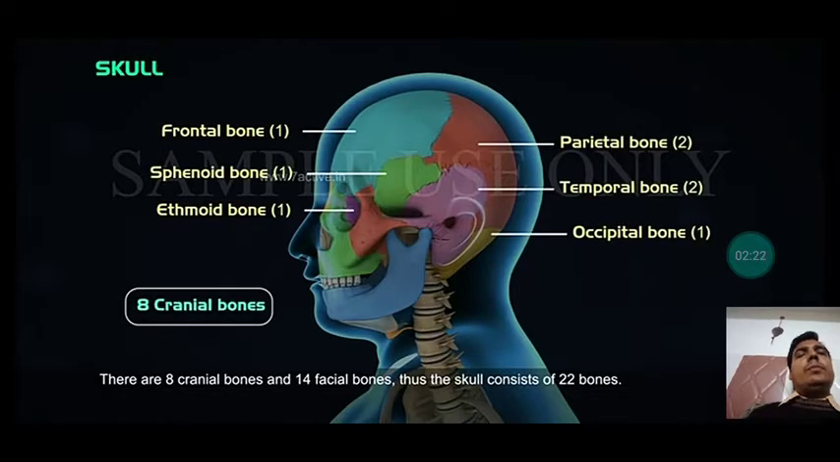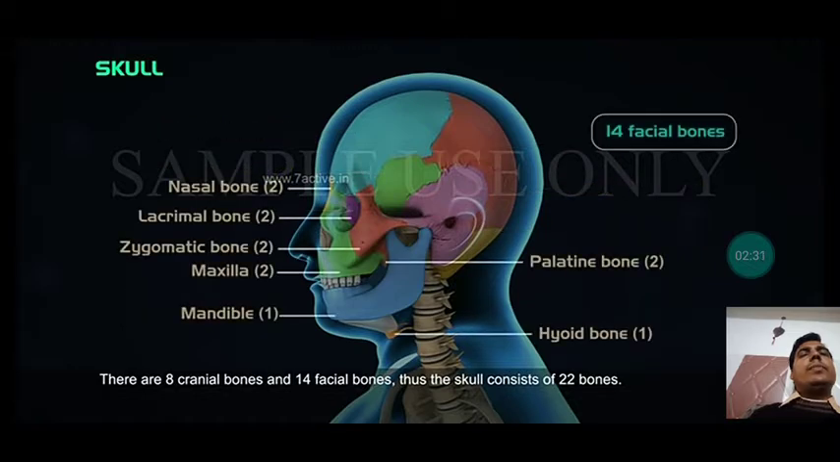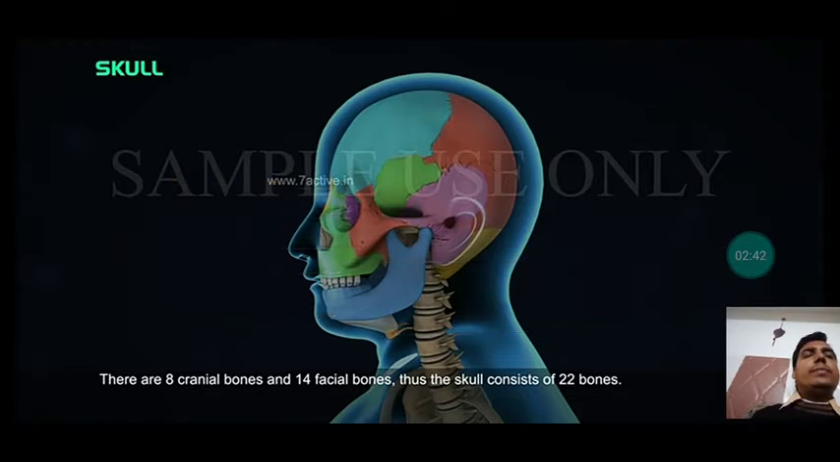Frontal bone, sphenoid bone, ethmoid bone, parietal bone, temporal bone and occipital bone. There are 8 cranial bones, 2 nasal bones, lacrimal bones 2, zygomatic bones 2, maxilla 2, mandible 1, palatine bone 2, hyoid bone 1. So that equals 22 bones present in our skull.